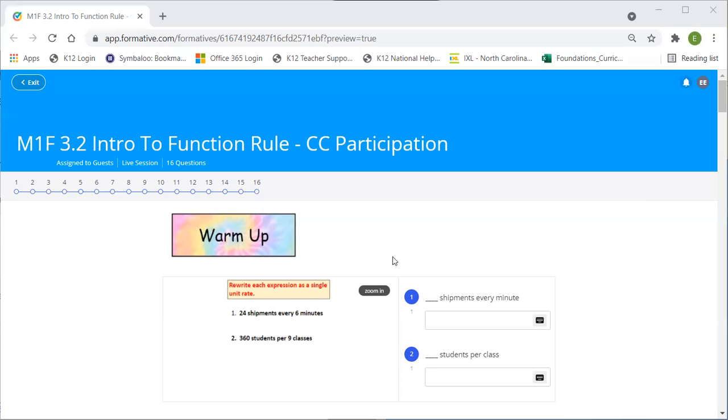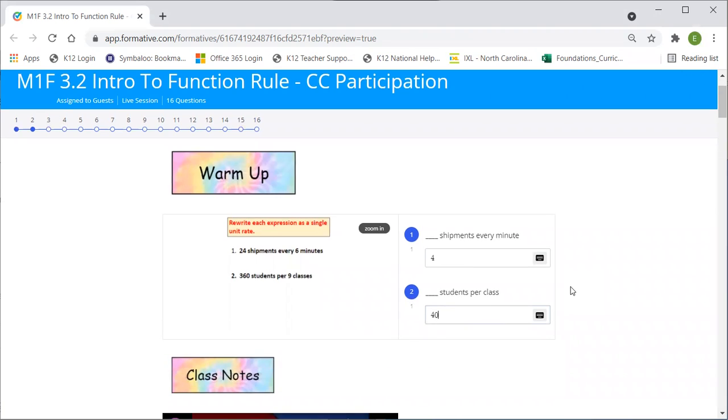Okay, hopefully you're able to work on that. So if I have 24 shipments every 6 minutes, you want to divide those. 24 divided by 6 is 4. So we have 4 shipments every minute. Then 360 students per 9 classes. If you divide that, that gives you 40 students per class. So it's all about dividing so you can get 1.